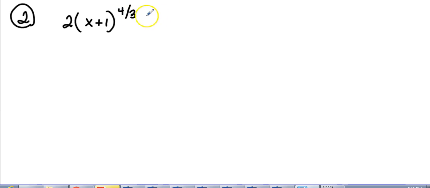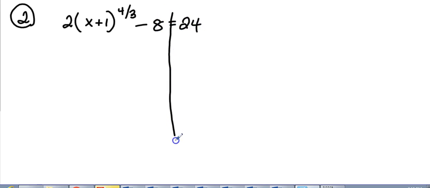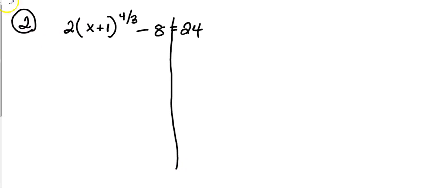Number 2. Two, parenthesis, x plus 1, to the 4/3, minus 8 equals 24. And right now I can just imagine how many people are like, oh my goodness, Miss J, this is crazy. And I'm going to say right now, don't be afraid of it. As crazy as it looks, it's not bad. It really is not. And let's see why.